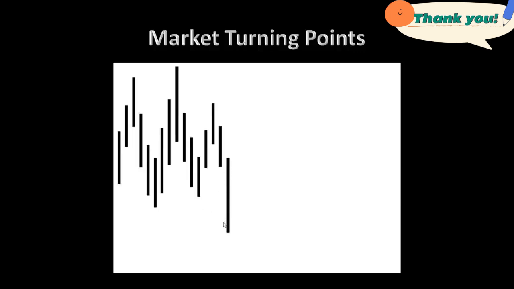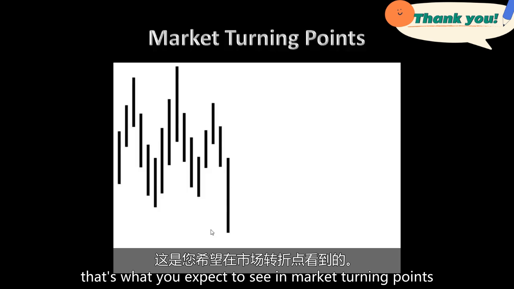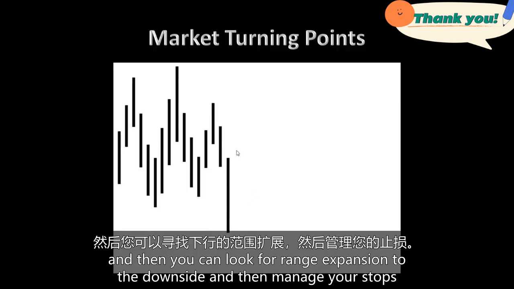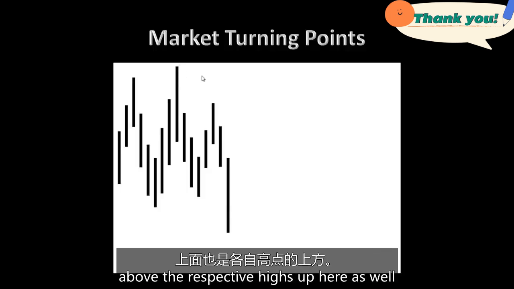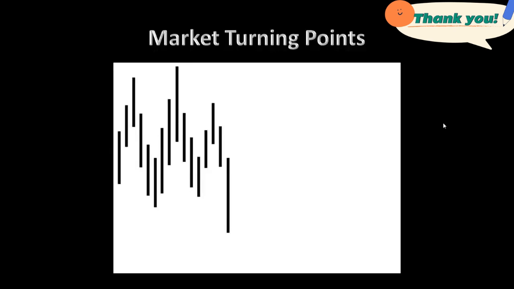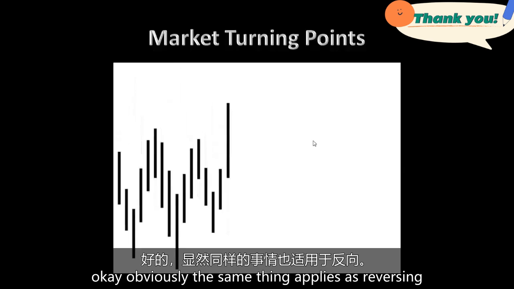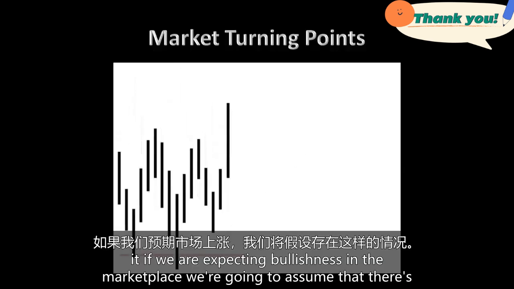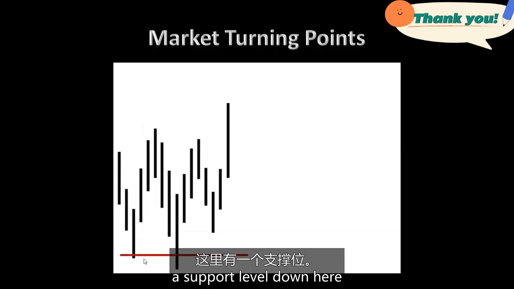If we see that, that's what you expect to see in market turning points, and then you can look for range expansion to the downside, and manage your stops above the respective highs up here as well. Obviously the same thing applies in reverse. If we are expecting bullishness in the marketplace, we're going to assume that there's a support level down here.